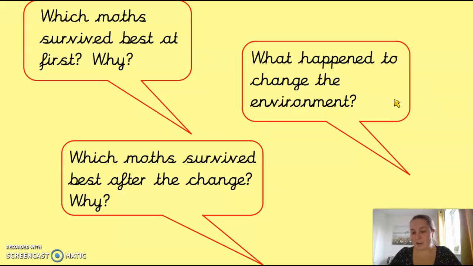What happened to change the environment was the Industrial Revolution. So lots more factories and buildings, lots more pollution was happening. Soot started to cover the environment and the environment turned much darker. And suddenly then, after that, it was the black moths that survived best because they could blend into the soot on the buildings, on the trees. And so after that, there started to be more black moths.